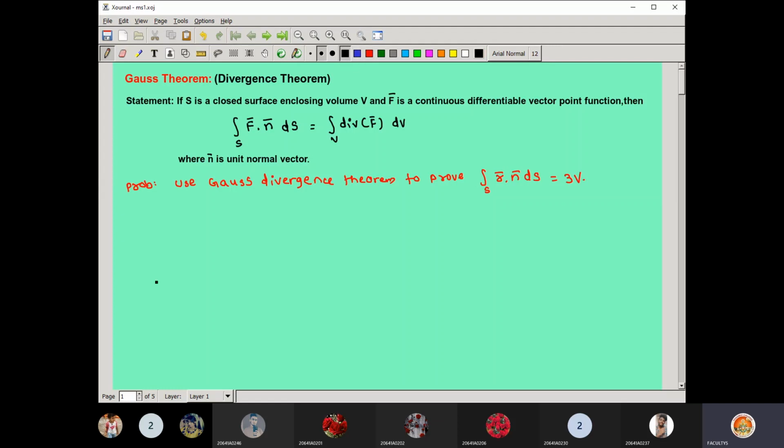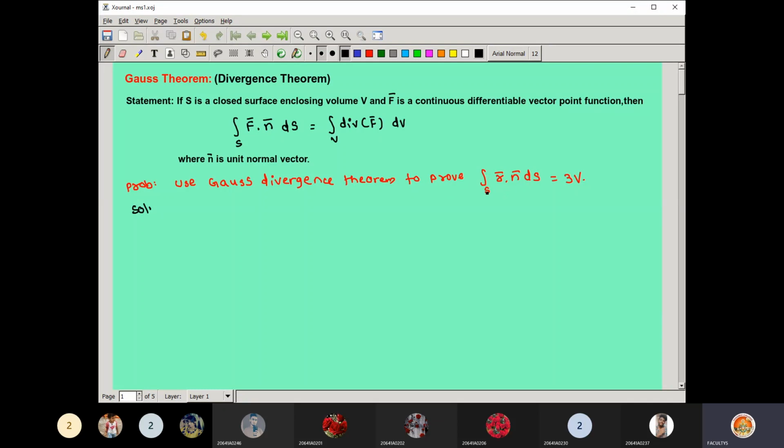I am once again reminding you, whenever you are using Green, Stokes or Gauss theorem, if they are asking one type of integral, better to use its opposite integral. If the left side is given, find the right side; if the right side is asked, do the calculation on the left. That is the easiest way to calculate your final answer. So you just look at this. There you are using Gauss divergence theorem in order to prove this one.